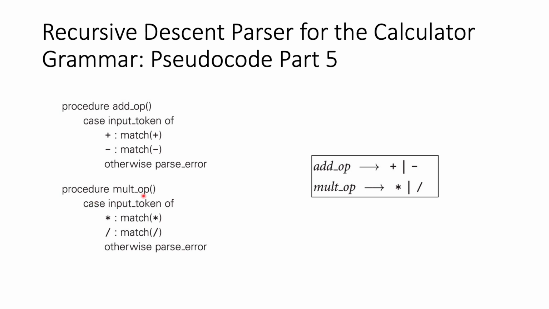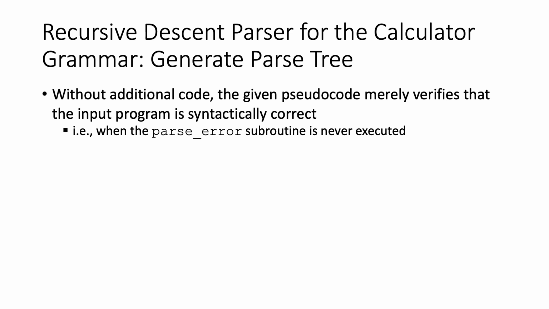The last part of the recursive descent parser for the calculator grammar consists of the subroutine for add op and the subroutine for mult op. Both of these are straightforward from the productions for add op and mult op here. Note that without additional code, the given pseudocode of the recursive descent parser for the calculator grammar merely verifies that the input program is syntactically correct, which means the parse error subroutine is never executed.